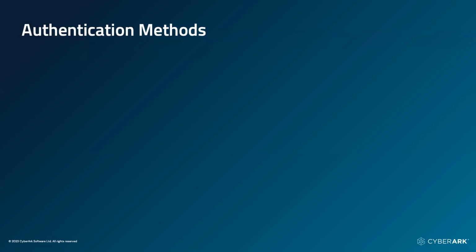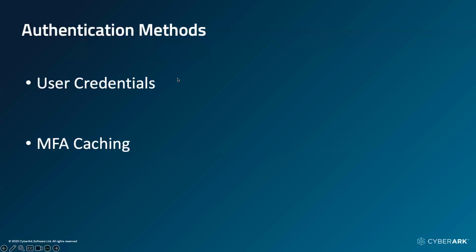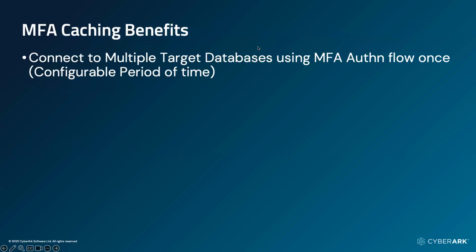The first approach is you can leverage your own user credential to authenticate. The second approach, which is the most popular one, is leveraging the MFA caching method. Here are a few benefits of MFA caching. The first is that you don't have to go through multiple authentications again and again. You can go through multi-factor authentication just once, and then you will be able to connect to multiple target databases. Again, the time frame can be configured by your Dynamic Privilege Access administrator.